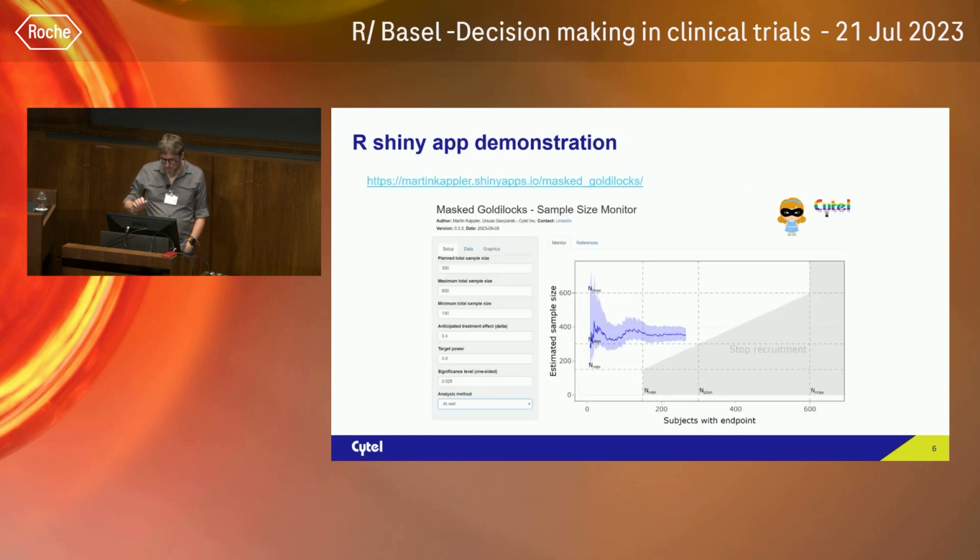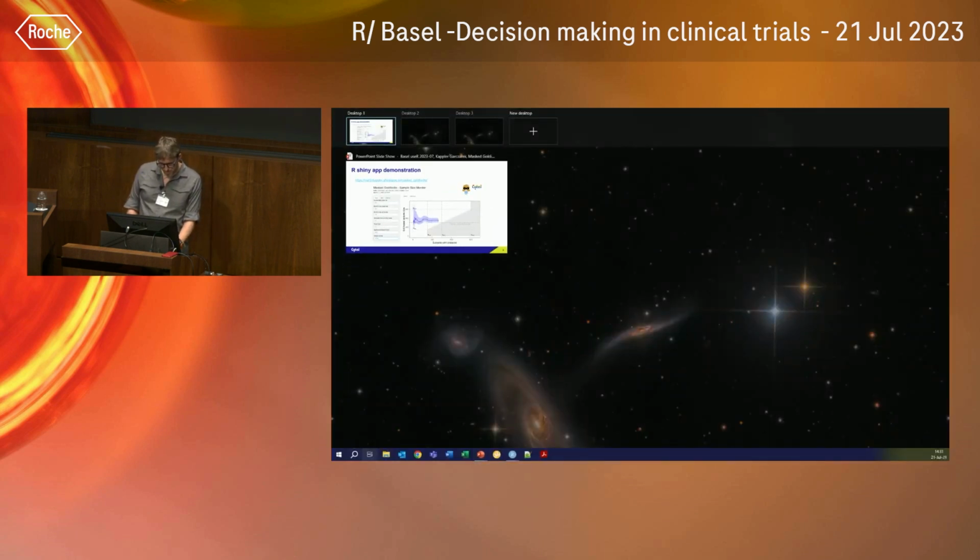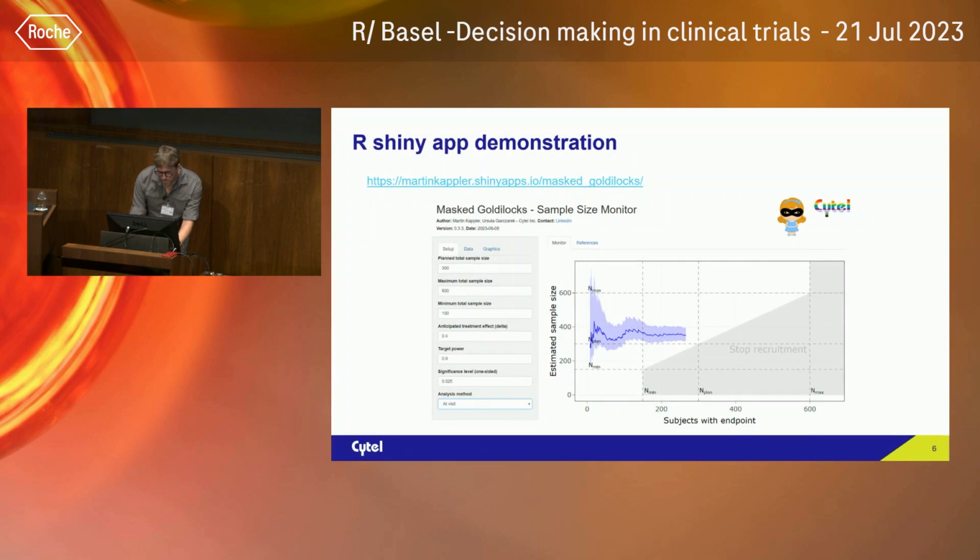So for this, we developed this application. I wanted to give a quick demo. Where is it? No, this is... so. Okay, so this is the application. It's not shared here. Why not? Just wait a second.